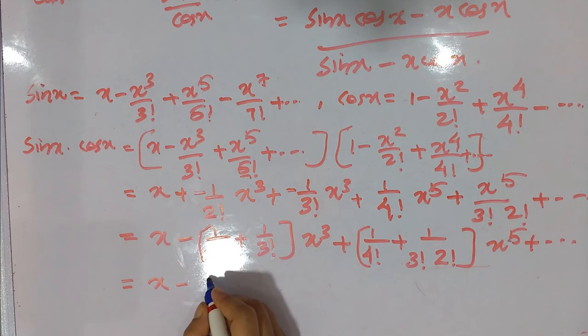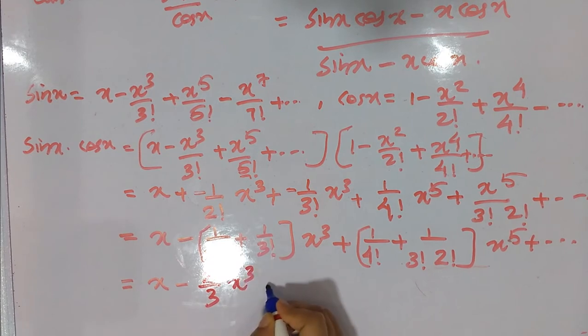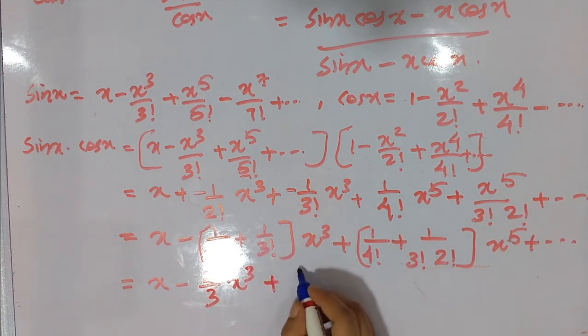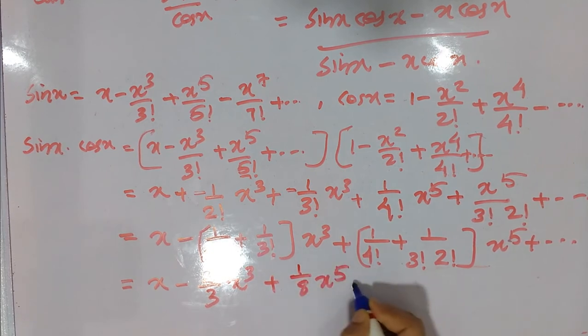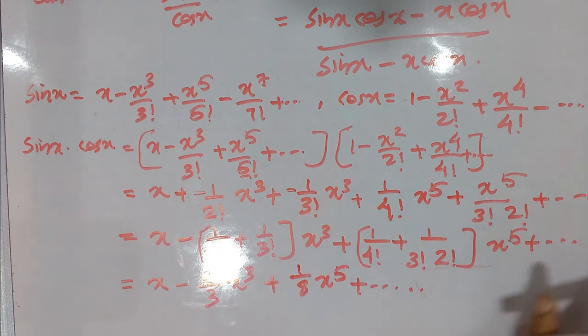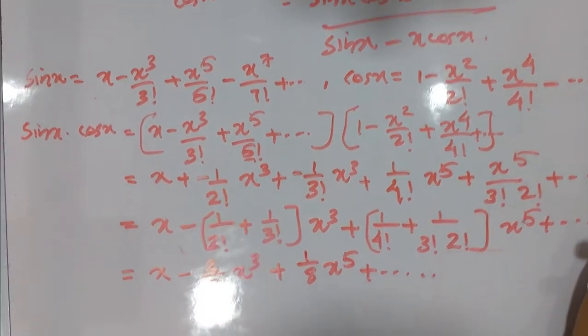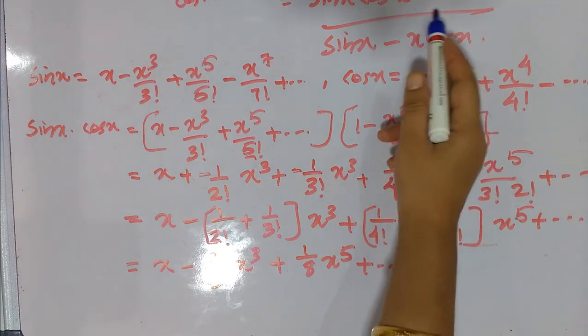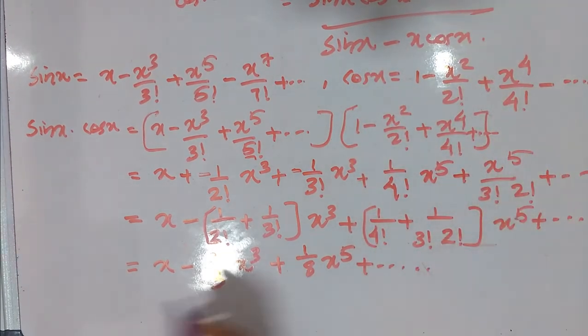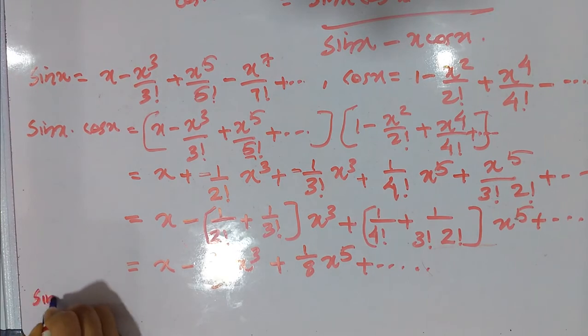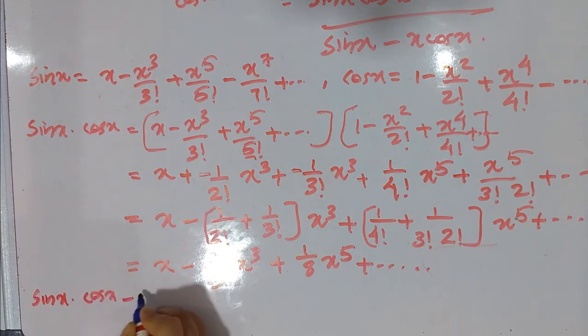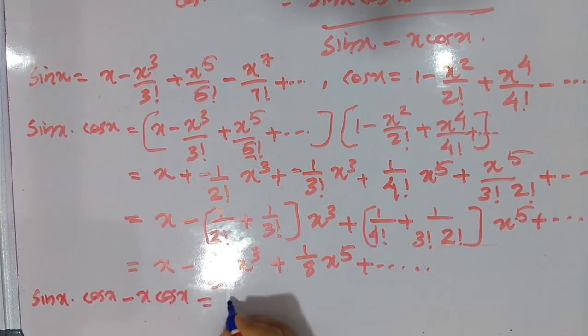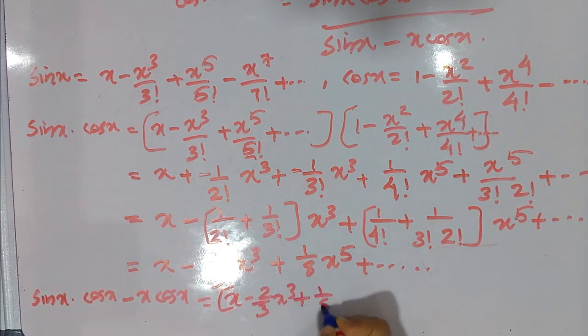1 by 2 plus 1 by 6 is 2 by 3. 6 plus 2 is 8, 8 by 12, so we have 2 by 3 x cube plus, cross multiplying, we get 1 by 8 x raised to 5. Now we simplify. Next we need the series for sin x into cos x minus x cos x, that is x minus 2 by 3 x cube plus 1 by 8 x raised to 5 plus etc.